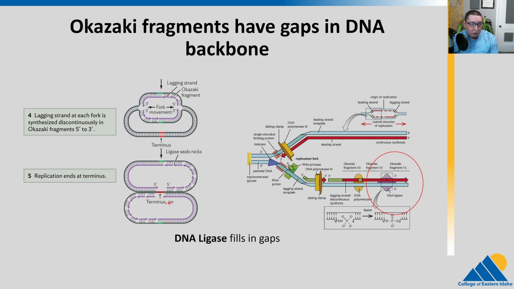All right, so there are all these little gaps in here, and if we didn't fill them in, the DNA could break. It could snap in half. There's an enzyme called DNA ligase, which comes in and fixes the phosphodiester bond. It fills those gaps in.